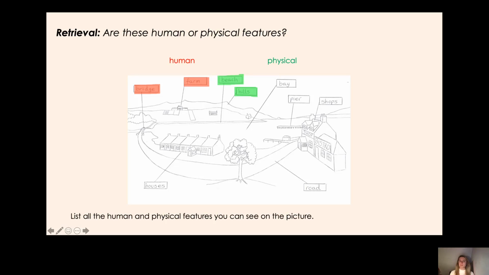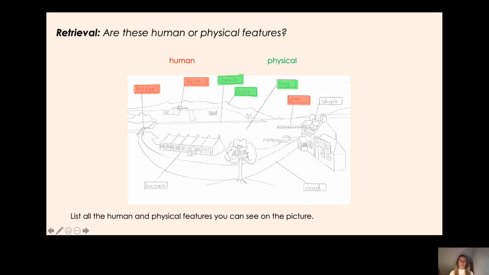OK, now what about a bay? Now, a bay is what you have near a beach when there's almost a lake of water and it's right next to a beach. What's that? A human or a physical feature? Yes, it's a physical feature because it's natural. It's not built by humans. OK, now what about a pier? Now, a pier is where boats are kept and it's wooden. Now, would a wooden pier be natural? No, it definitely wouldn't. I think a human will have definitely had to build a pier. So therefore, it's a human feature.